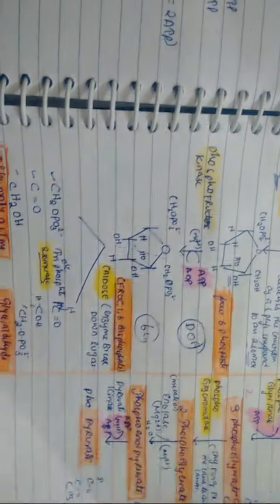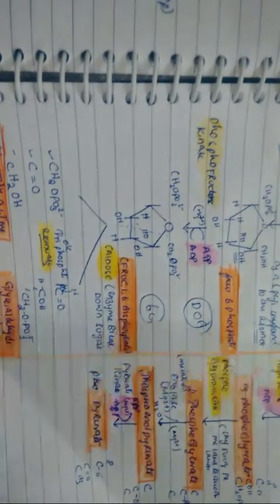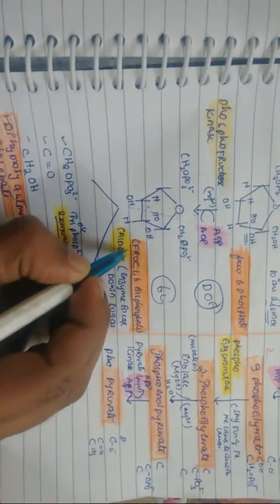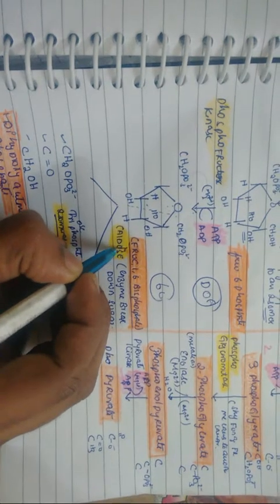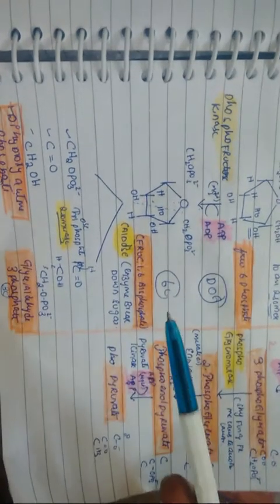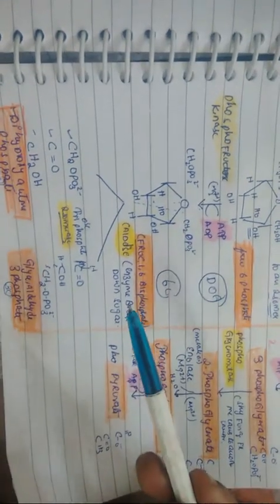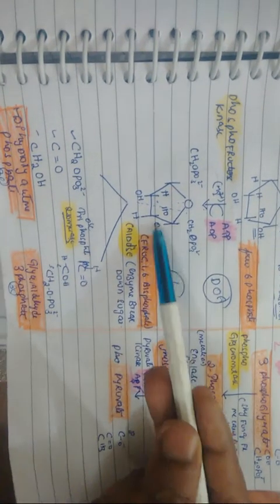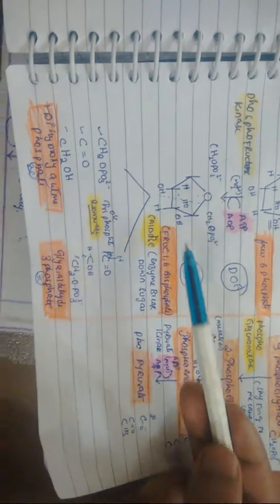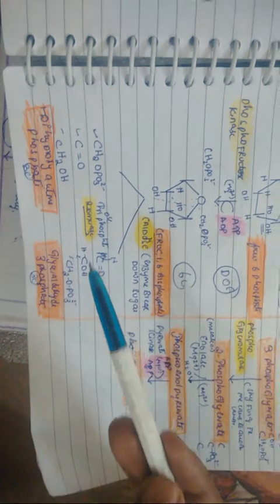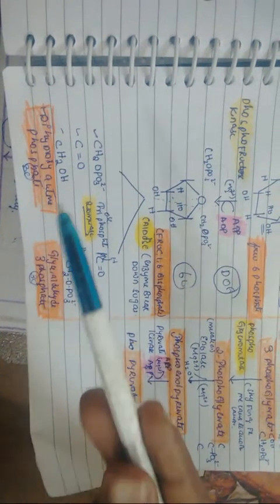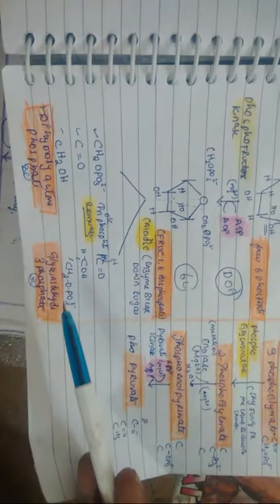And this enzyme aldolase, what is its function? It breaks the sugar. Yes, it breaks the 6 carbon sugar into 3 carbon, into 2 molecules. You get a 3 carbon and a 3 carbon.